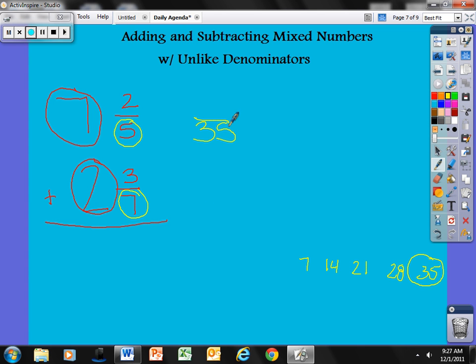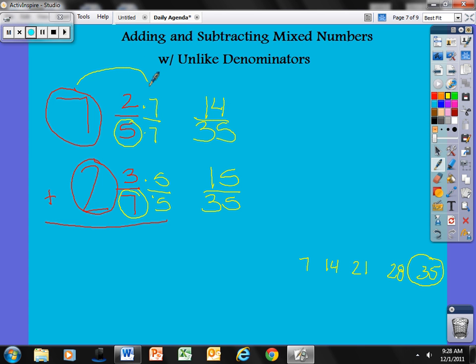35 is my new denominator here, and it's also my new denominator here. What did I multiply 5 by to get 35? I multiplied it by 7. What did I multiply 7 by to get 35? I multiplied it by 5. Whatever I do to the denominator, I do to the numerator. 5 times 3 gives me 15. Whatever I do to the denominator, I do to the numerator. 2 times 7 is 14.